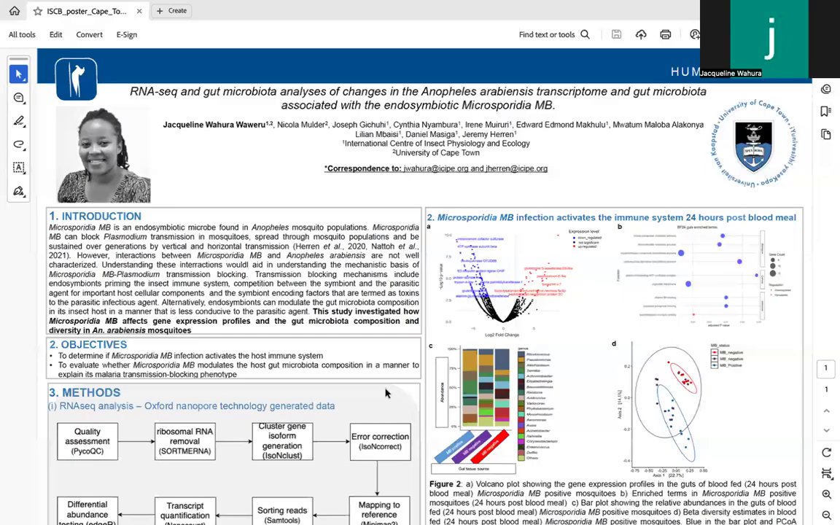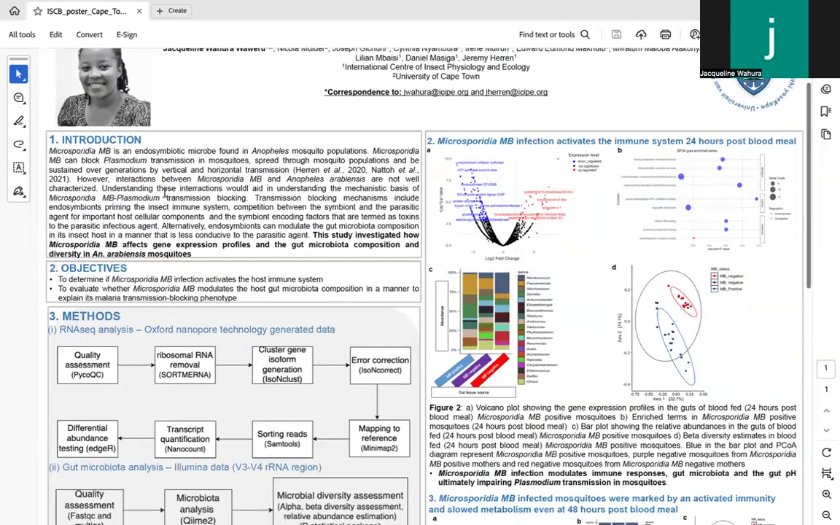My name is Jacqueline Wahura, and I'll present to you part of my PhD work on the changes in the Anopheles arabiensis transcriptome and gut microbiota associated with the endosymbiotic Microsporidia MB.